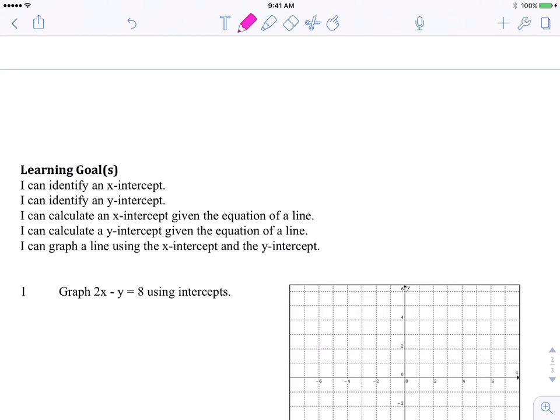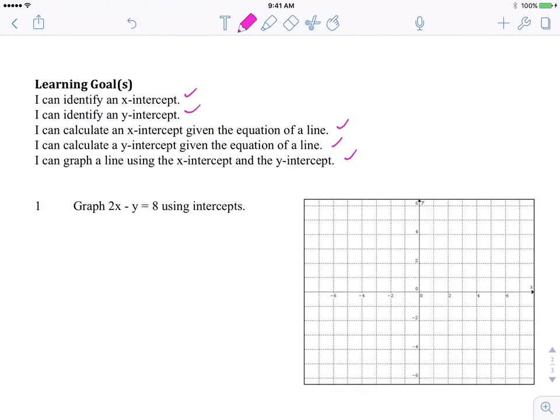So the learning goal here is, can you identify an x-intercept? Can you identify a y-intercept? Can you calculate an x-intercept given the equation of a line and a y-intercept given the equation of a line? It doesn't matter which format. You have slope intercept form or y-intercept form, or do you have standard form? Can you identify an intercept? And I can graph a line using the x and y-intercept. Okay, that's what we're looking for here today.